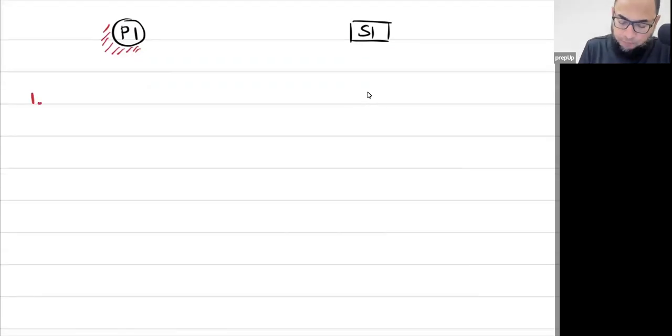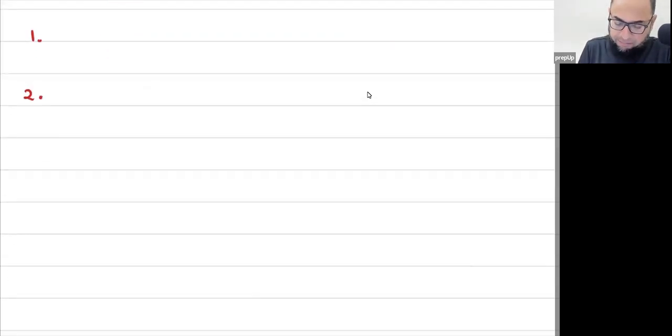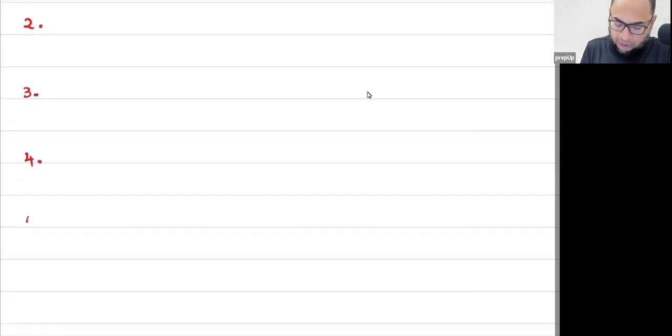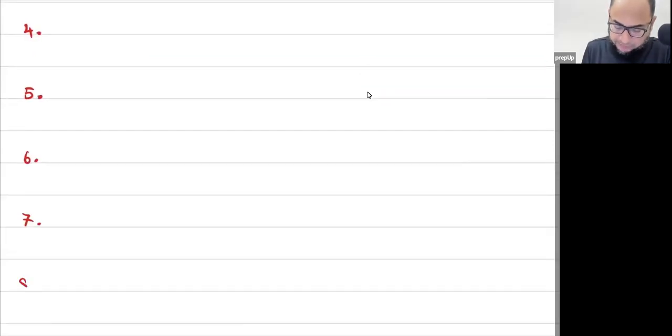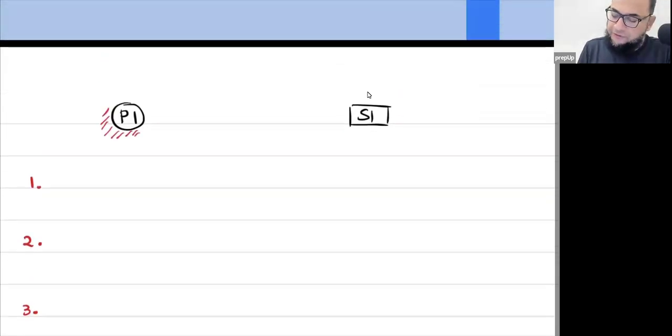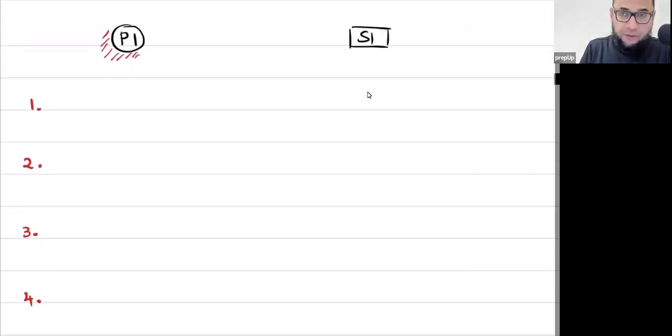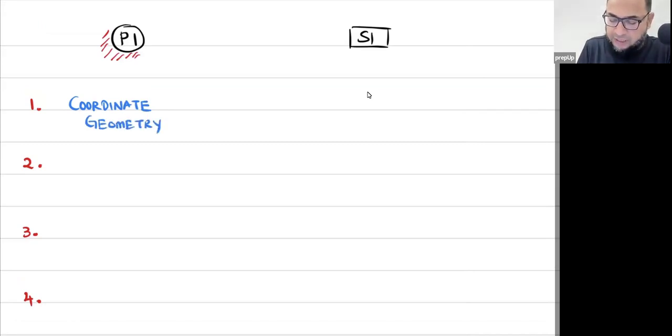There are 8 topics of P1. So let me just label them. And this is more or less the order in which we'll be completing these 8 topics. So the first topic that we will do is coordinate geometry. And we won't do the whole thing. We would do half of the thing. That is coordinate geometry, and we are focusing on the straight line aspect of it.